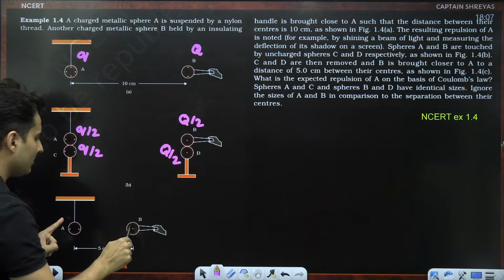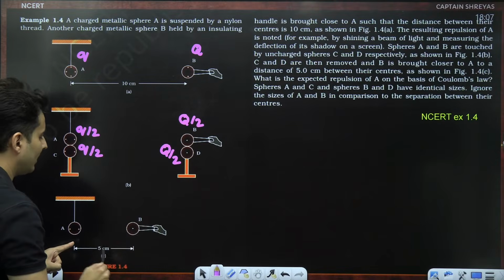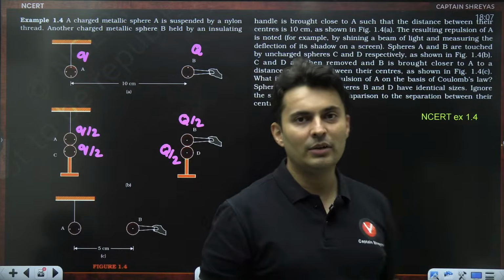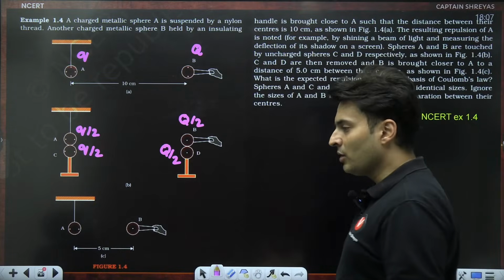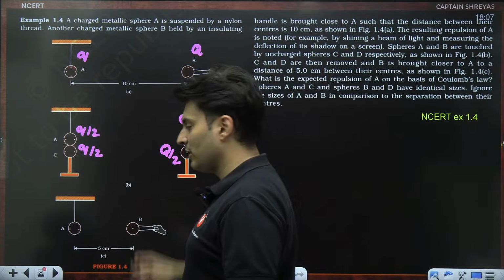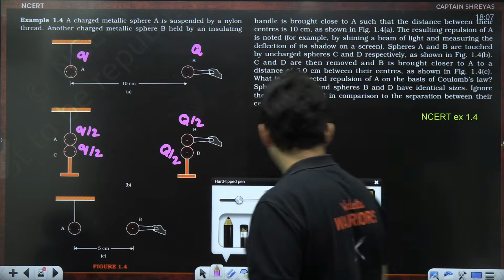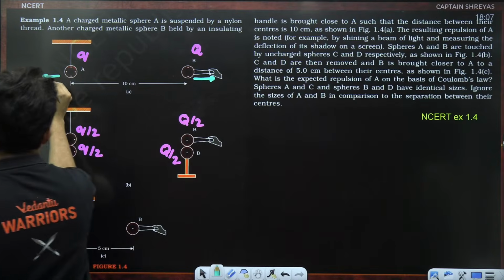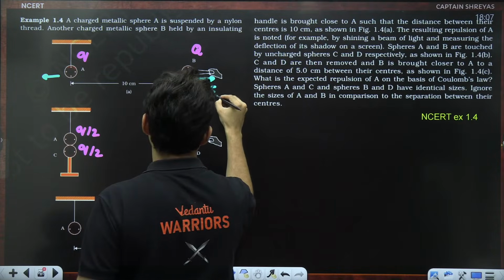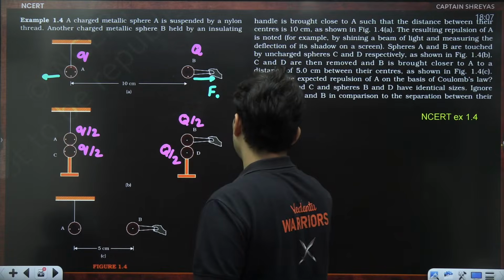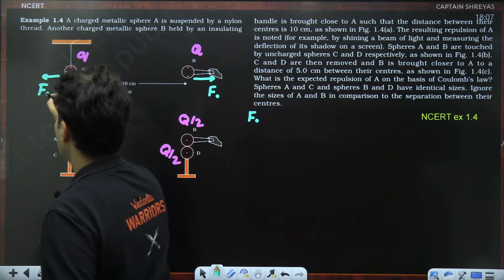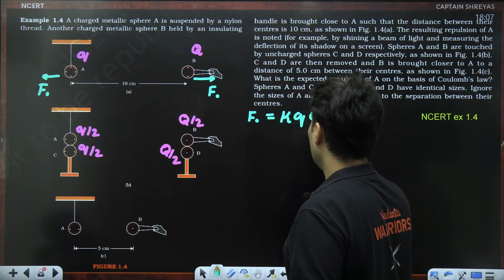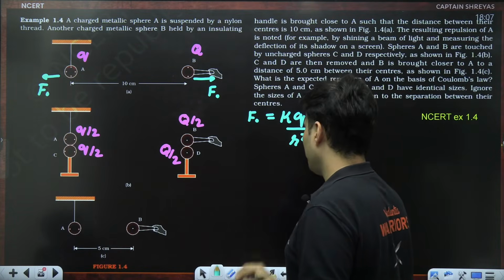So you reduce the distance and make it 5 centimeters. Now what will be the new force between them? You have to compare the old force versus the new force. If you observe carefully, originally, whatever the force between them was, F naught, that F naught will be K Q Q divided by R square.